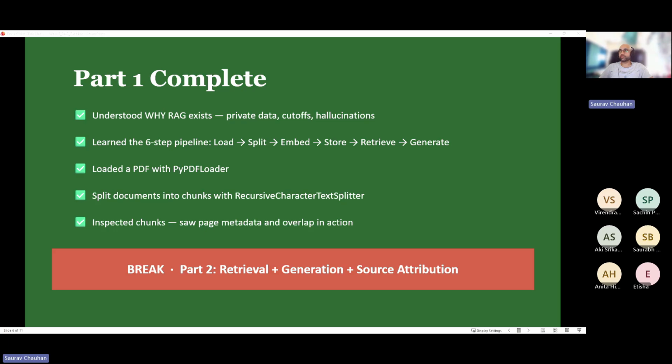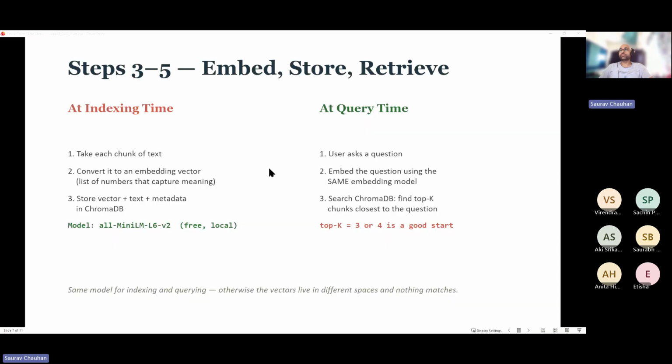So this is what we did in part one. This is more of a refresher for those who couldn't join yesterday. We first understood why RAG exists, and got a good understanding of how RAG actually works and why it is needed. Then we looked at the pipeline. It has load, split, embed, store, retrieve, and generate. From here, we did load, we did the splitting part, and validated those split chunks. So now we'll continue from there.